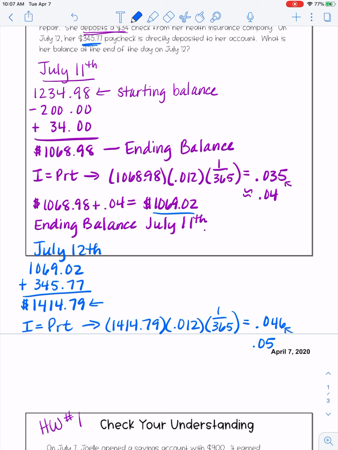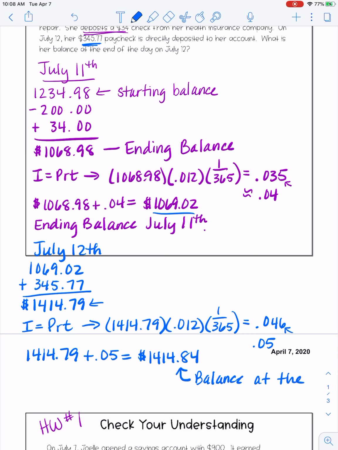So then I'm going to take my 5 cents and add it to my balance. 1414.79 plus 5 cents. So when I do that, I get 1414.84. So this is the correct answer, and this is her balance at the end of the day on July 12th.